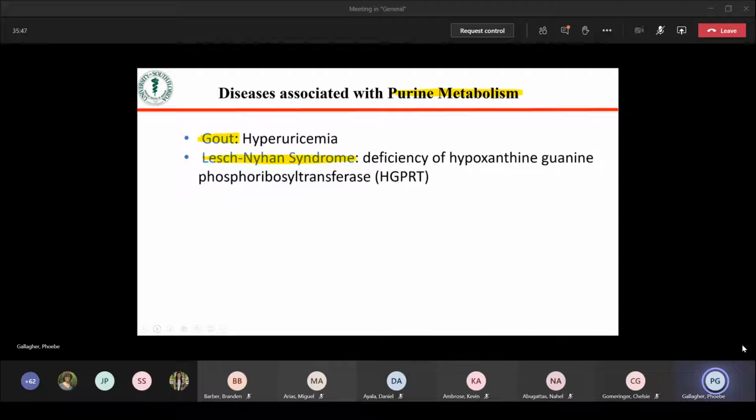So here she's just introducing these diseases that are associated with purine metabolism. So know that gout and Lesch-Nyhan syndrome are both associated with purine metabolism.